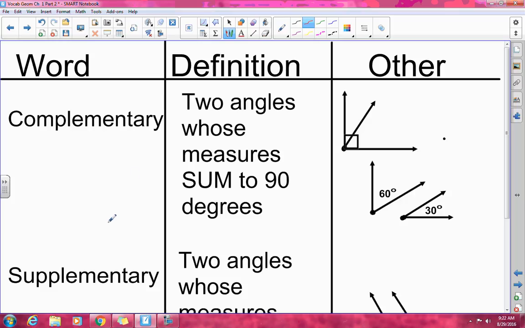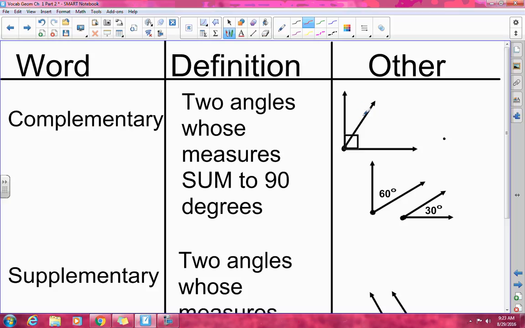Some more words, now we're getting into special angle pairs. So we have complementary angles and supplementary angles. Complementary angles are two angles whose measures sum to 90 degrees. That means when you add their measures, they equal 90. Complementary angles can be adjacent, right next to each other, or they could be separated apart like this.